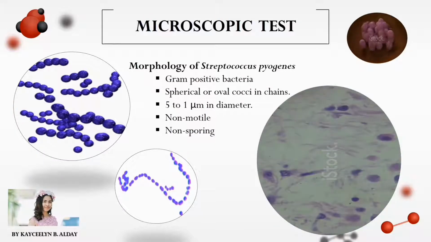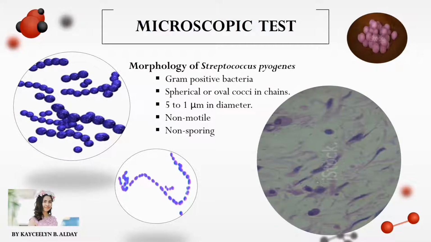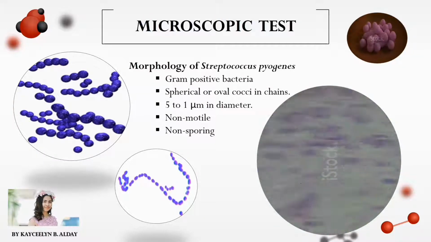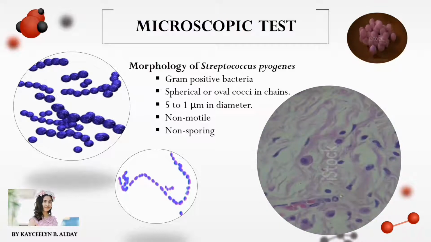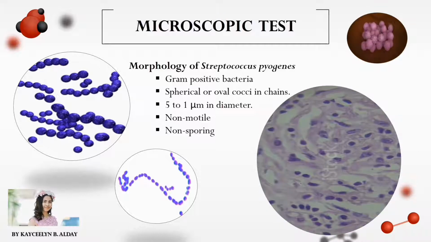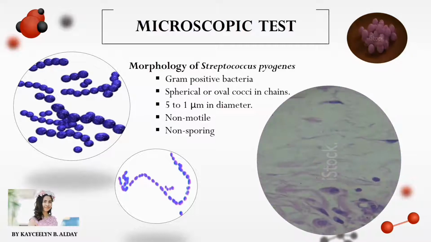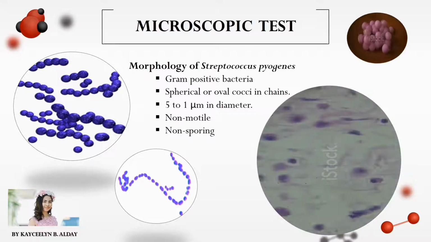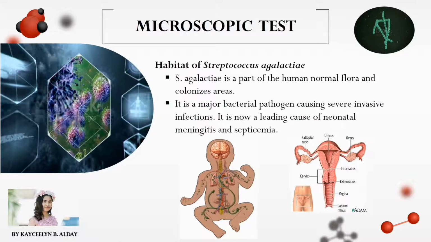Morphology of Streptococcus pyogenes. Number 1, gram-positive bacteria. Number 2, spherical or oval cocci in chains. Number 3, 0.5 to 1 micrometer in diameter. Number 4, non-motile. Number 5, non-sporing.